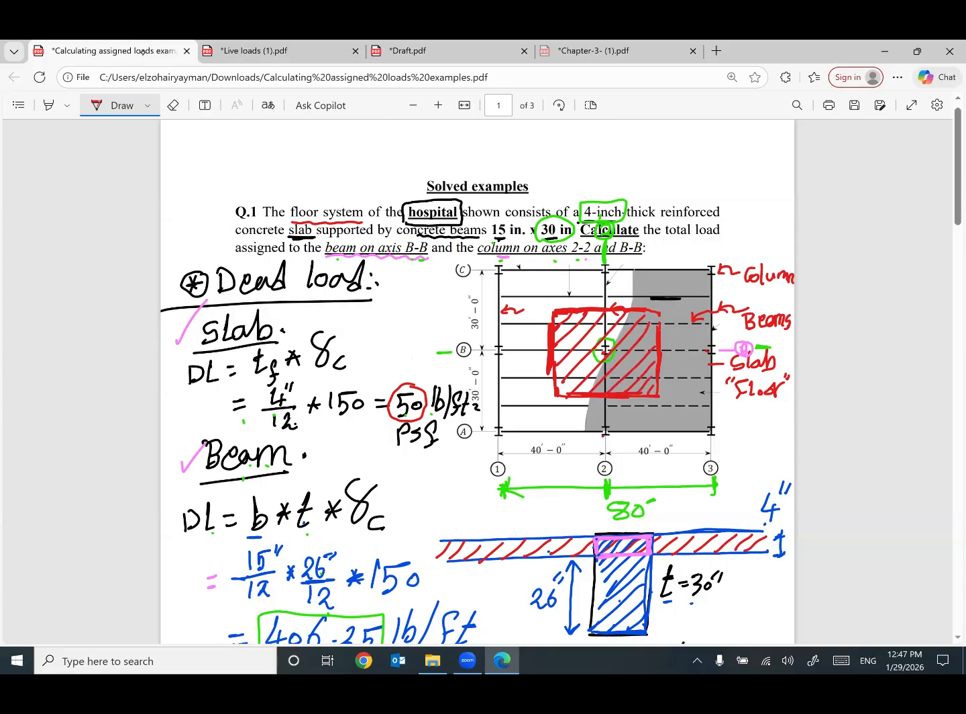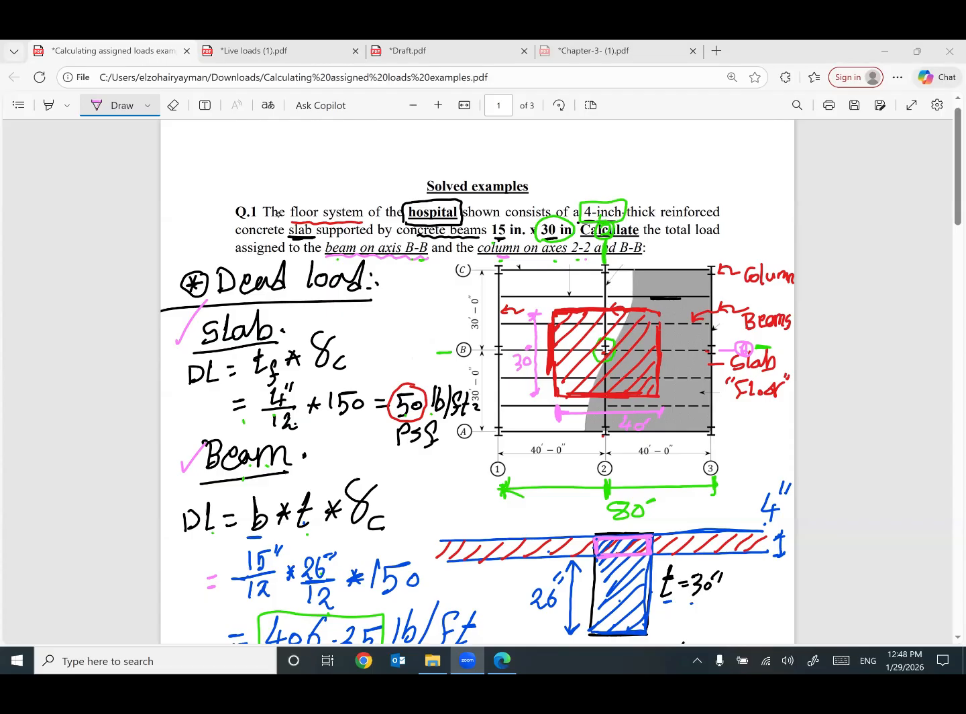Can you tell me what are the dimensions of this area? Anybody can tell me how much is this length? Can you write it in the chat? How much is the pink dimension? Yes, thank you. This dimension will be 40 and this dimension will be 30. So the area assigned to this column will be 30 by 40.